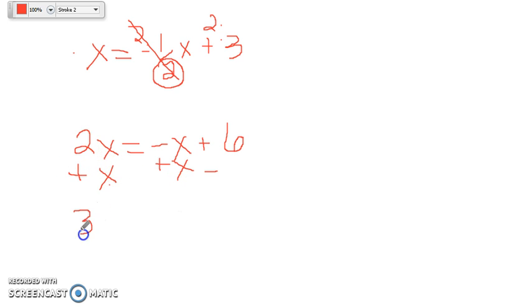Now I have 3 x's over here. These cross out. 3x equals 6. Divide both sides by 3. I get x is 2. I knew the solution was 2, 2.